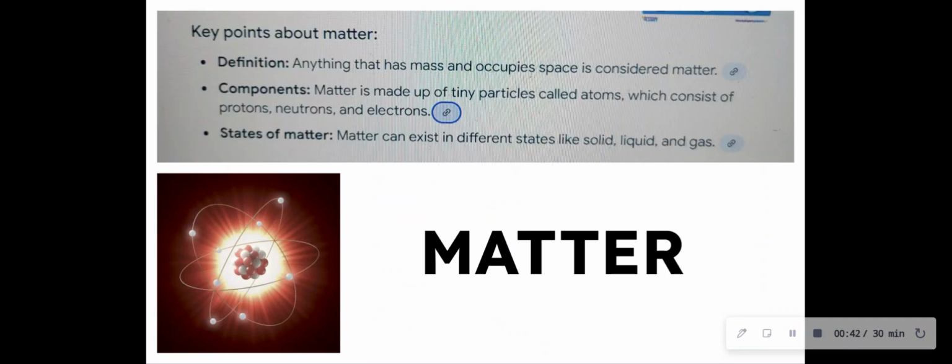So matter is anything that has mass and occupies space, and it's usually made up of atoms. Atoms are made of protons, neutrons, electrons. And also matter can exist in solid, liquid, and gas states. So water, water vapor, and ice. So cool.